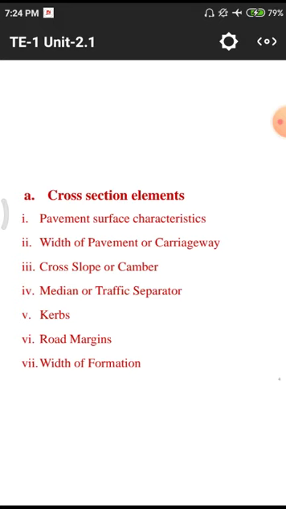First one is the pavement surface characteristics. At that particular cross section point we need to observe the pavement surface characteristics.